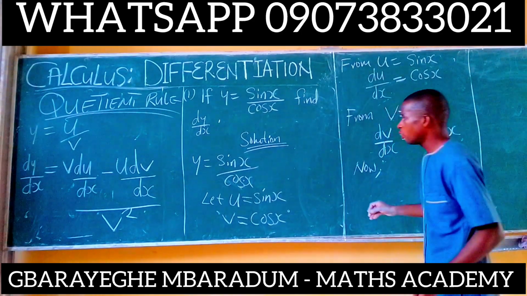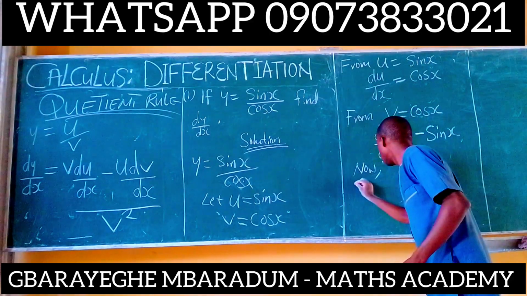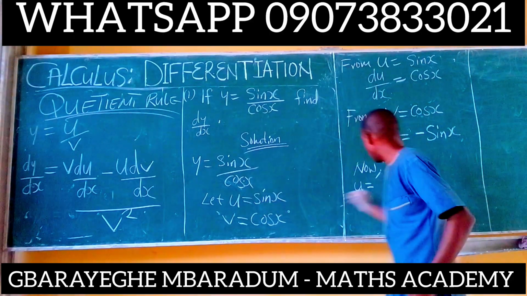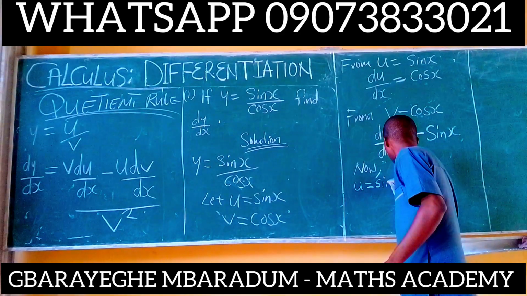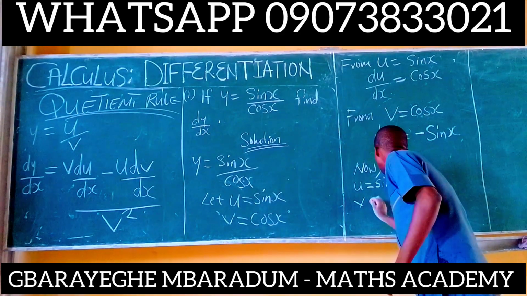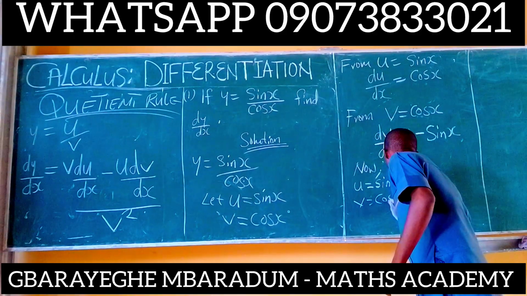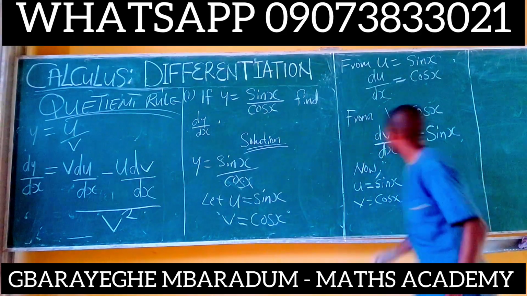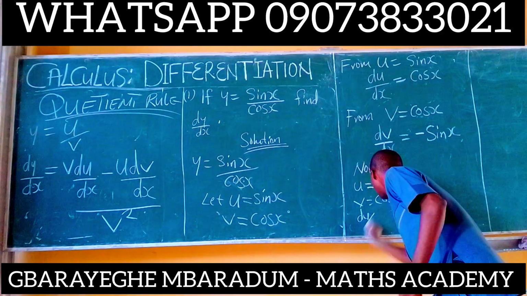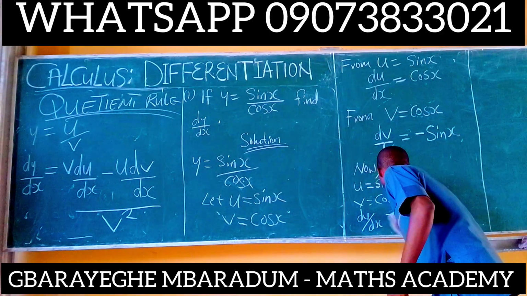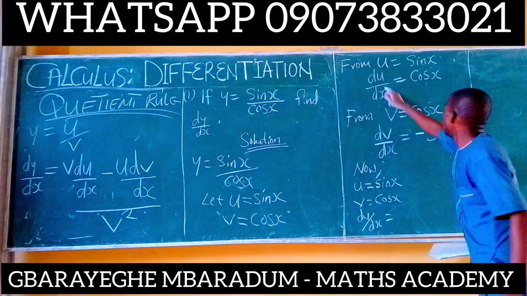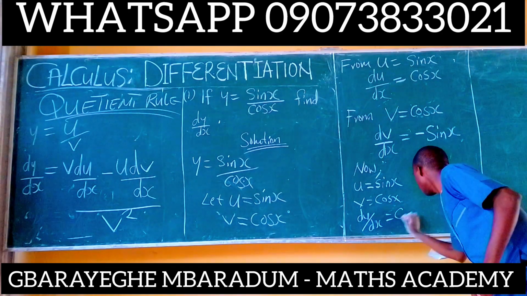Now, we know that our u is sin x. Our v is cos x. Our du over dx is cos x, and our dv over dx is minus sin x.